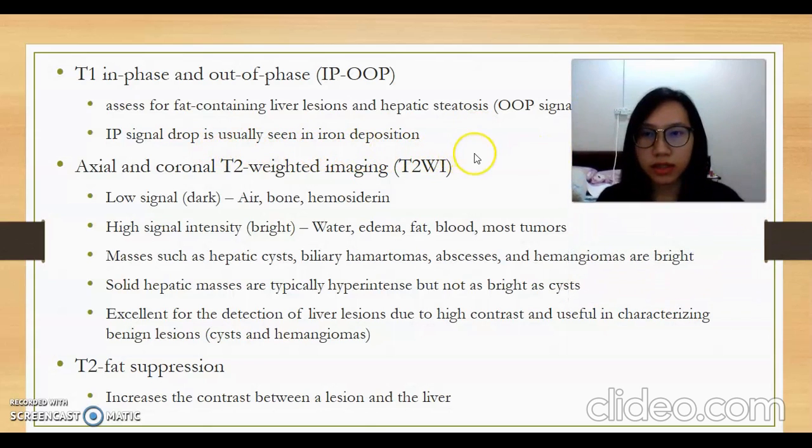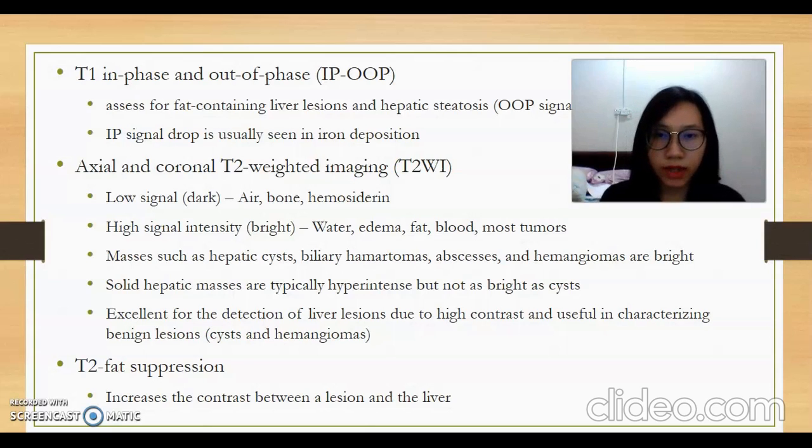Next is axial and coronal T2 imaging. For T2, the structures that appear dark are air, bone, and hemosiderin, whereas structures that will appear bright are water, edema, fat, blood, and most tumors. So the difference between T1 and T2 is that in T2 the fat, blood, and most tumors will appear bright, whereas in T1 they will appear dark.